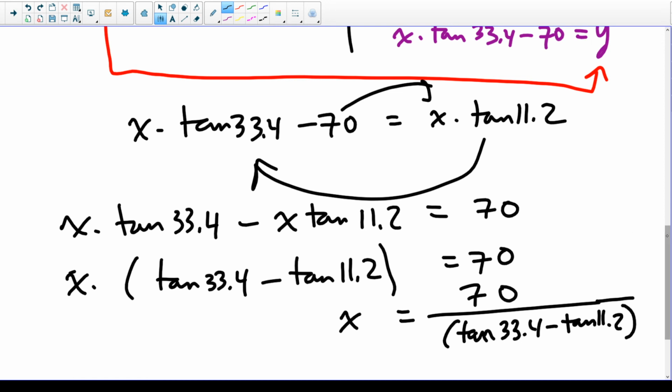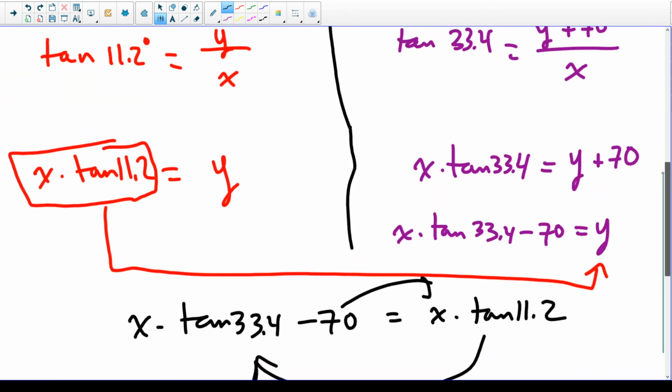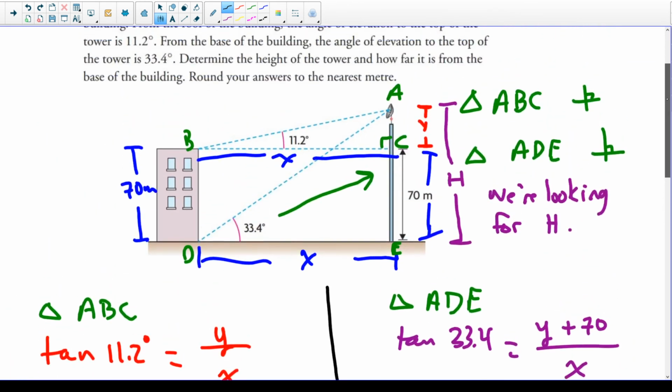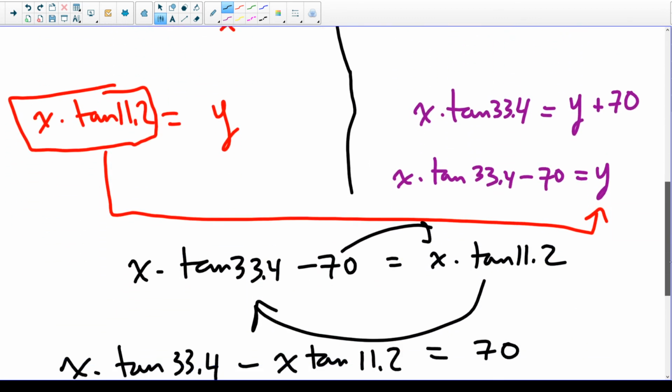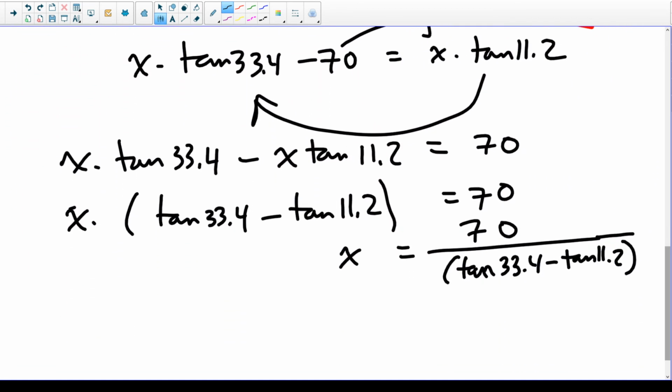And once I know my x value, I can come back up here, sub that x value into either of the two equations that I had. This one's much easier. That'll give me my y value. And once I know my y value, I can calculate my h value by coming back up here and realizing that h is just 70 plus y. And now you know why I consider that to be the hardest basic trigonometry question.